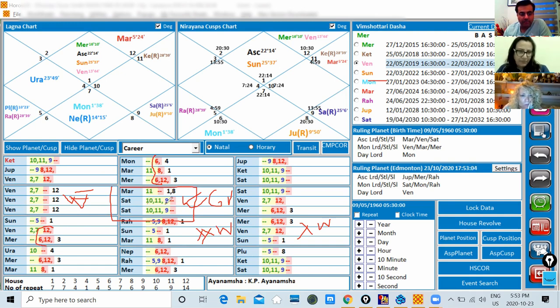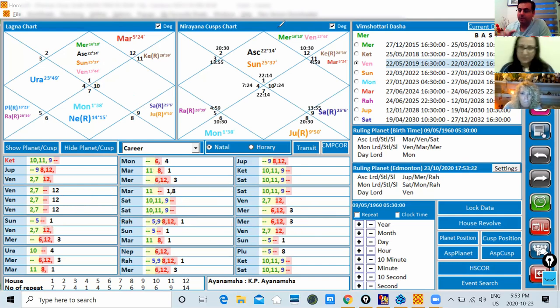Now count all the houses. Green is 1, 2, 3, 4, 5, 6 and 7. Count these houses also. And red is only 1, 2, 3. 7 green and 3 red. So where's the strength? Positive or negative? Positive. Exactly. So it's another simplest way of learning it.